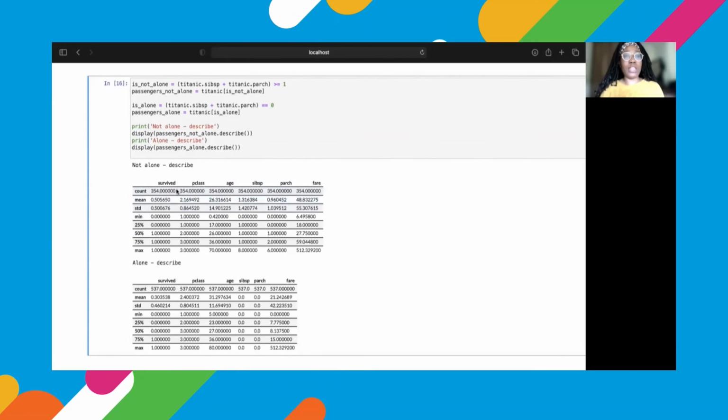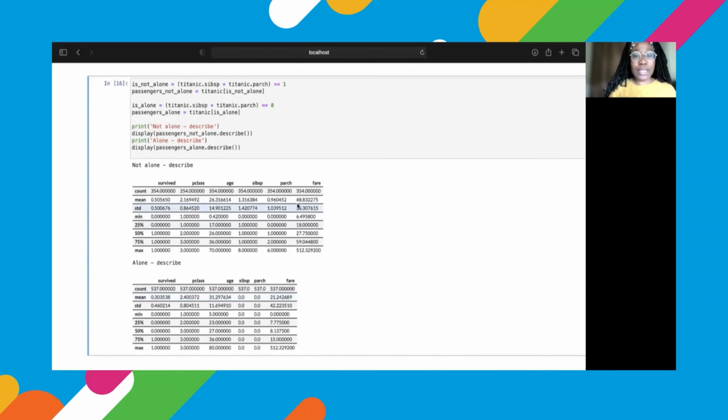So of the people who are alone, the mean age is 26 years of age. So on average, passengers who are 26 years of age are more likely to be alone, whereas passengers who are 31 years of age are more likely to be accompanied by either children or a partner, spouse, or someone else. Okay, and then the fare being paid is around 21 euros or US dollars. Again, currency would be in the data description from earlier.